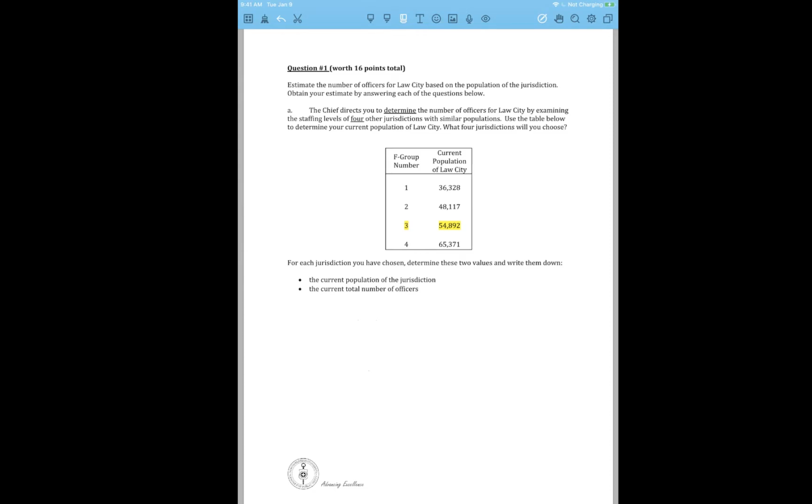So just a note about this project. As you look at this page here, you've got a table that refers to the F group. And again, remember back to what your F group is. My F group is 3. So I've got my population for my lost city highlighted there. Your population is going to be different based on your F group. But then the question deals with 4 other jurisdictions.